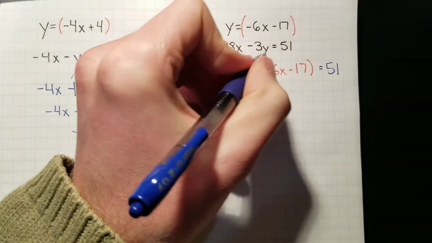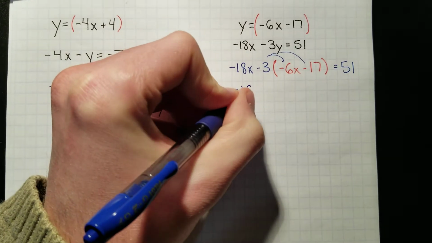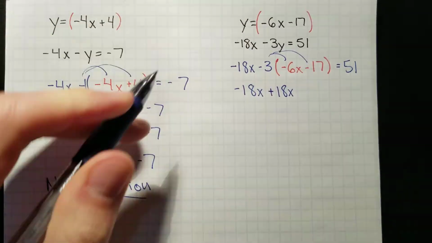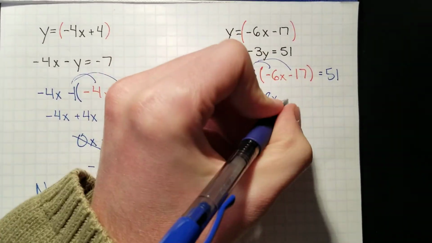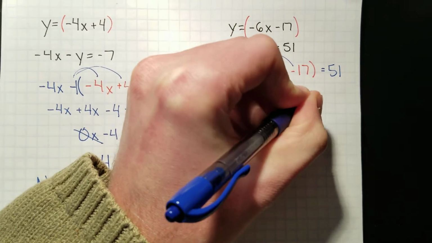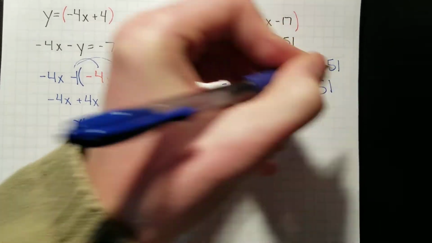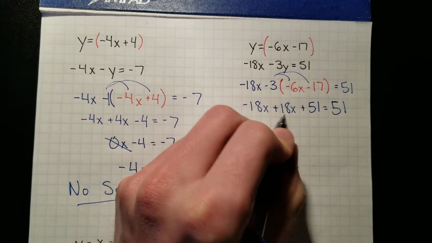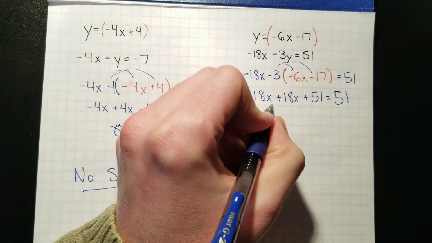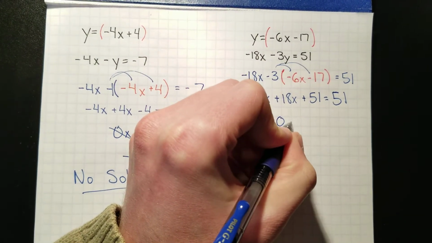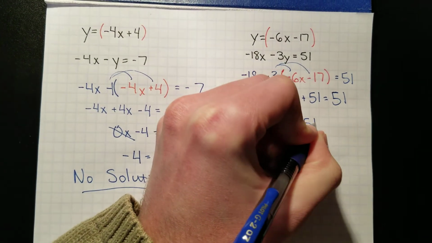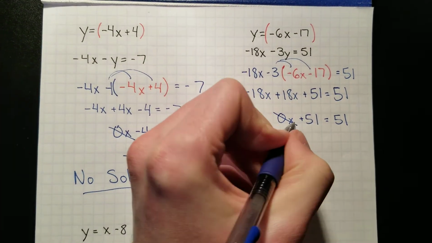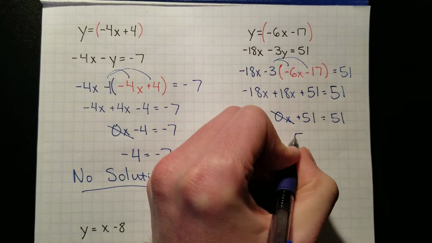So again, we distribute. Negative 18x. Negative 3 times negative 6 is plus 18x. And negative 3 times negative 17 is positive 51. So something should stand out to you here. Once we cancel these terms out, we have a negative 18x plus an 18x. So that will again give us 0x plus 51 equals 51. And once we do that, we can cancel out the x again, same step as before, and we get 51 equals 51.